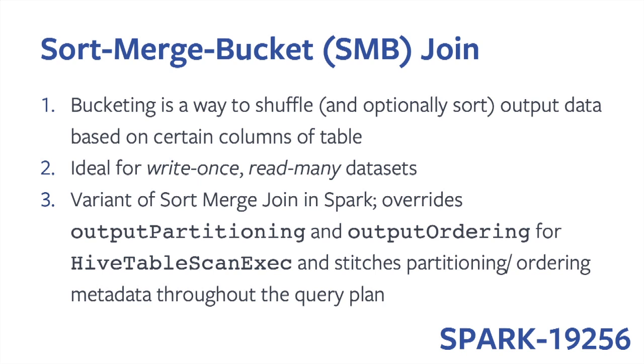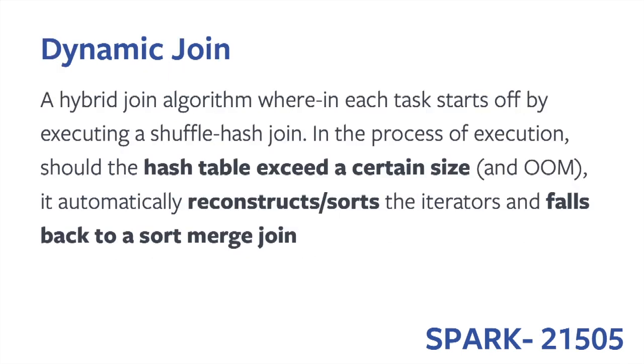In the planner, we override the output partitioning and output ordering of the Hive table scan exec operator such that it can read the bucketing information or the sorting information from the partitioning metadata. And then it just stitches all this partitioning and ordering information throughout the query plan. So when sort merge join joins the data, it already finds out that the data is already sorted and shuffled, and it just avoids this whole step altogether.